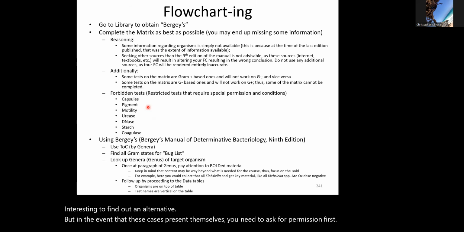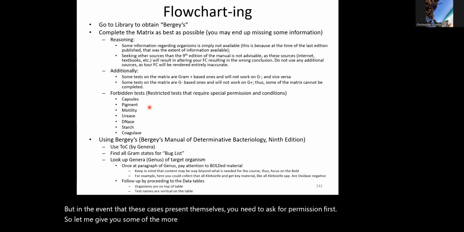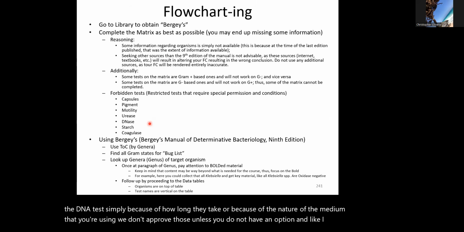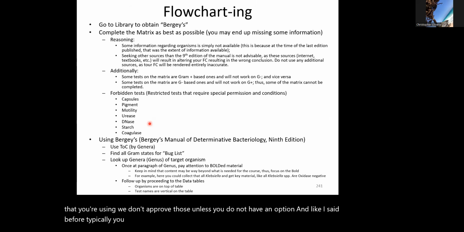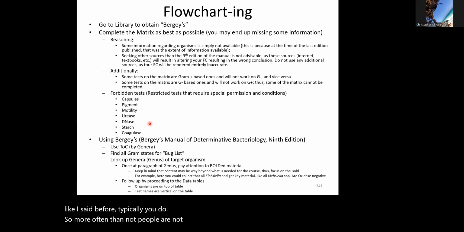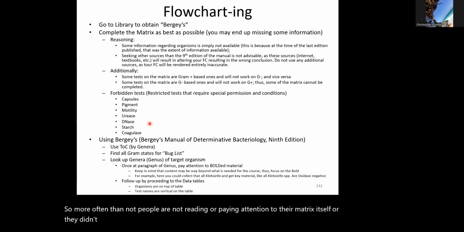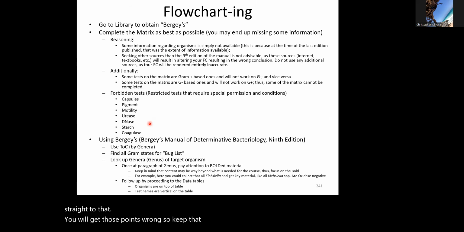So let me give you some of the more common examples: the urease test, the motility test, and the DNase test, simply because of how long they take or because of the nature of the medium that you're using, we don't approve those unless you do not have an option. And like I said before, typically you do. So more often than not, people are not reading or paying attention to their matrix itself, or they didn't cover the material correctly from Bergey's manual, and they're just kind of going straight to that. You will get those points wrong. So keep that in mind. Always double check your materials first.